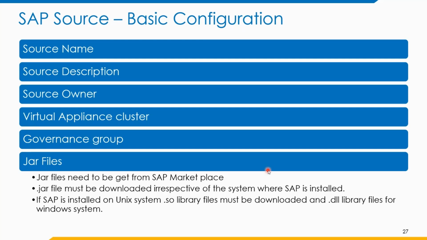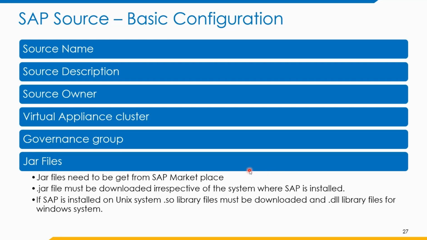One is the virtual appliance, through which the entire SailPoint Identity Now communication goes, and also the service account with all the permissions, and the library files, that is jco.jar, and jco.so for Unix systems, and .dll library files for the Windows systems. So once all the prerequisites are met, we are good to go with the SAP integration.